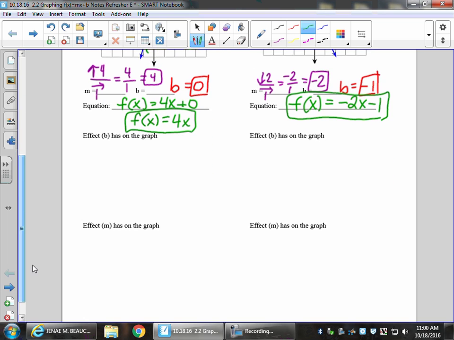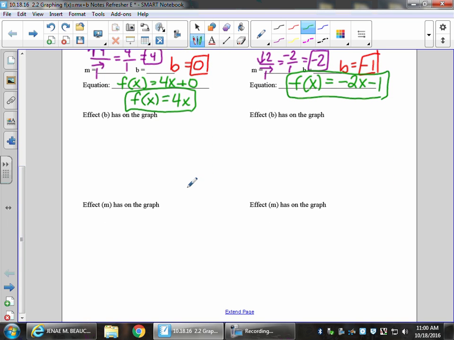What does effect mean? What's an effect? Like doing your homework affects your grade. How it impacts it. Very good. So here, what's b? For this one on the left, what was b? 0. What effect did that have on the graph? What did that tell you about the line? Give you a hint. Line crosses the y-axis at 0.